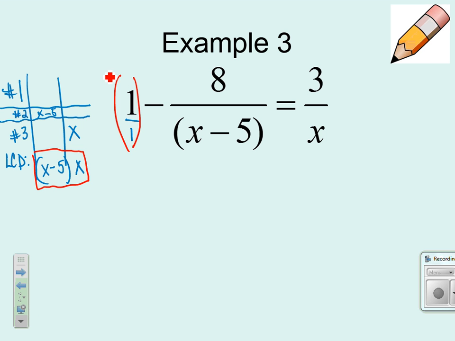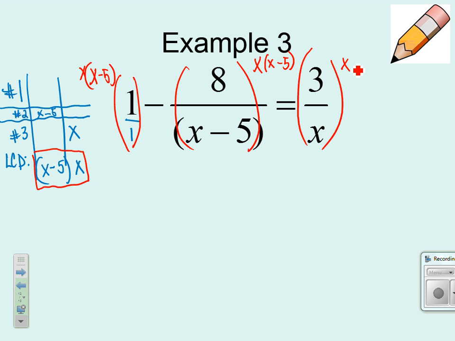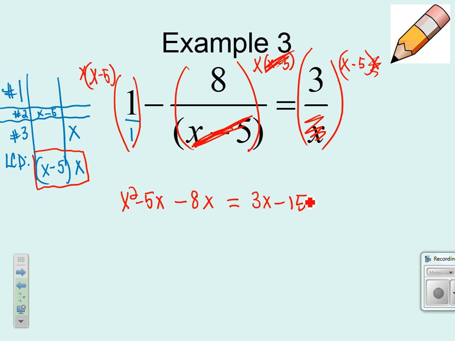So I'm going to multiply each one of these by x minus 5 and x. Everybody is multiplied by the lowest common denominator, so my denominators will go away. Nothing cancels here, so I take 1 times all of this, that's x squared minus 5x. This cancels with this, and negative 8 times x is negative 8x. And this x cancels with that x, giving me equaling 3x minus 15.